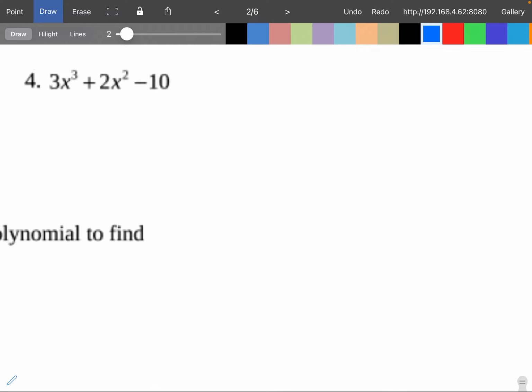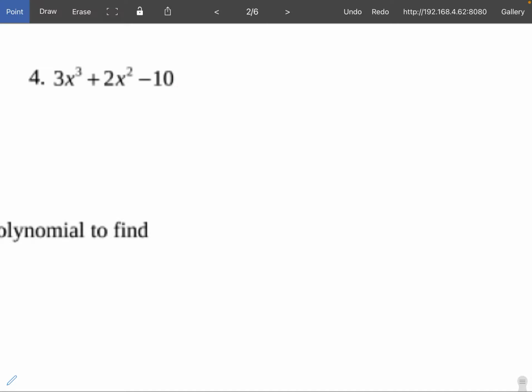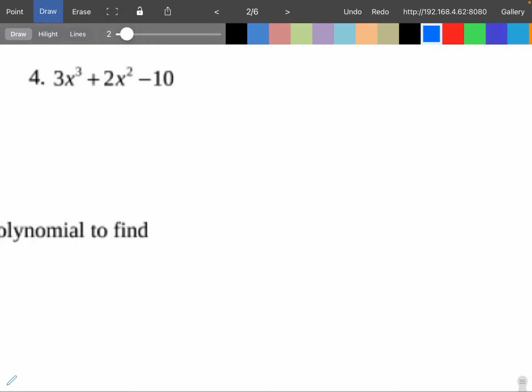Okay, then we'll do 4. So what's the largest number that divides evenly into 3, 2, and 10? Just 1, right? And is there an x in each term? No. This third term here does not have an x in it. So you can't factor out an x as a part of your greatest common factor because the third term doesn't have an x. And again, the largest number that divides evenly into 3, 2, and 10 is 1. So if the greatest common factor you have is just 1, then you say that this is prime. So you can't break that one down.